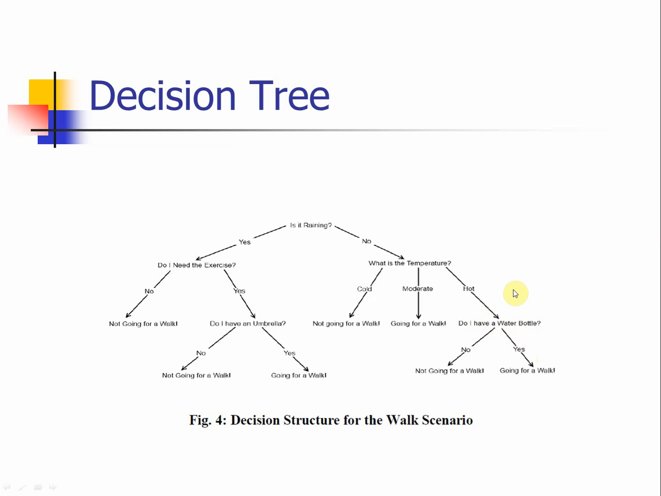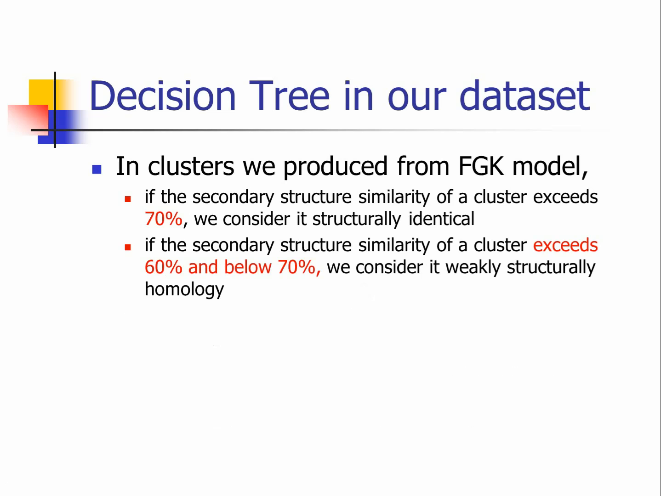Now, how do we add this decision tree into the motif information, and how do we use that to predict protein local tertiary structure? Let's take a look at it. Decision tree in our data set. So think about this.